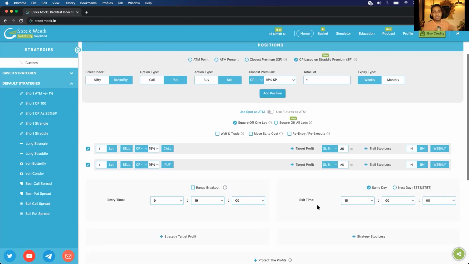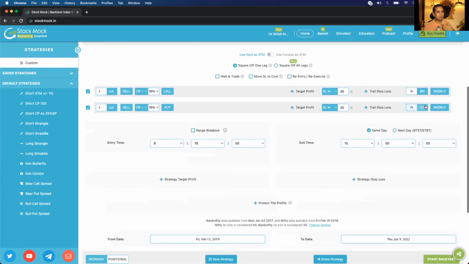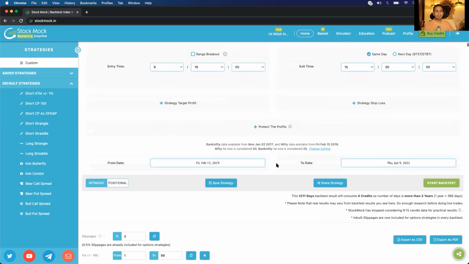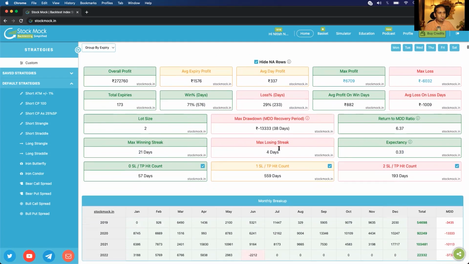So from 9:19 till 3 o'clock, let's say I do Bank Nifty. Let's say I test this thing. What I'm expecting from this feature is that it reduces my drawdown a lot. And in the tough times, let's say April was very tough for many people, this should work decently well or should not give us much losses. So let's see the results.